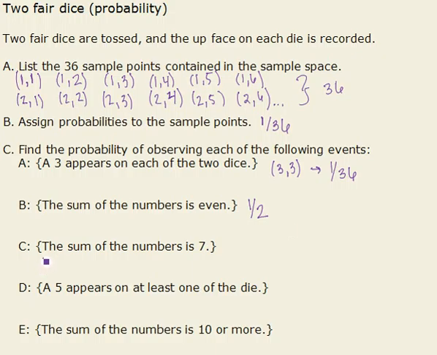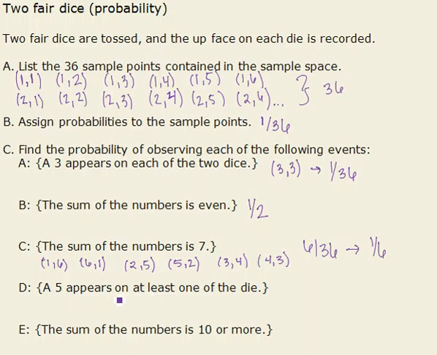The sum of the numbers is 7. Well, what adds to 7? 1 and 6 add to 7, so would sample point 6 and 1. 2 and 5 add to 7, and so would sample point 5 and 2. And 3 and 4 add to 7, so would 4 and 3. Note I don't have 7 and 0 because there is no 0 on a die. So we have a total of 6 points out of 36, which reduces down to a 1 in 6 probability.